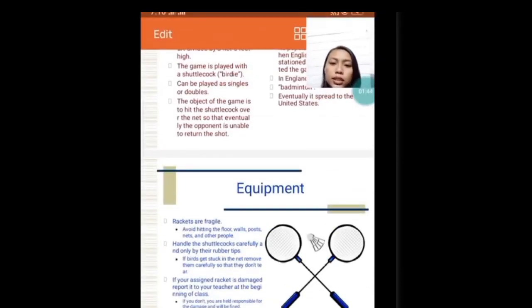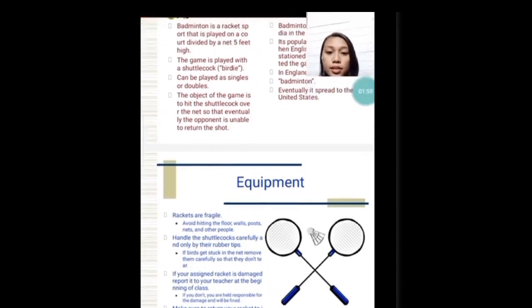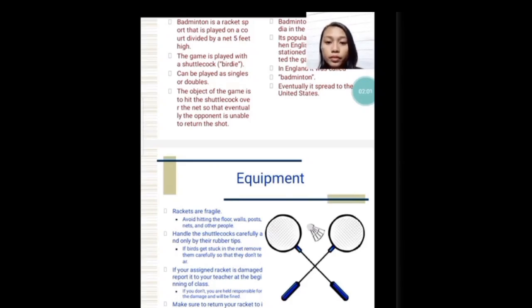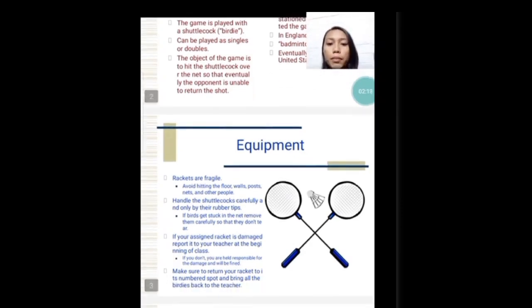Rackets are fragile. Avoid hitting the floor, walls, posts, nets, and other people. Handle the shuttlecocks carefully and only by their rubber tips. If birds get stuck in the net, remove them carefully so that they don't tear. If your assigned racket is damaged, report it to your teacher at the beginning of class. If you don't, you are held responsible for the damage and will be fined. Make sure to return your racket to its numbered spot and bring all the birdies back to the teacher.